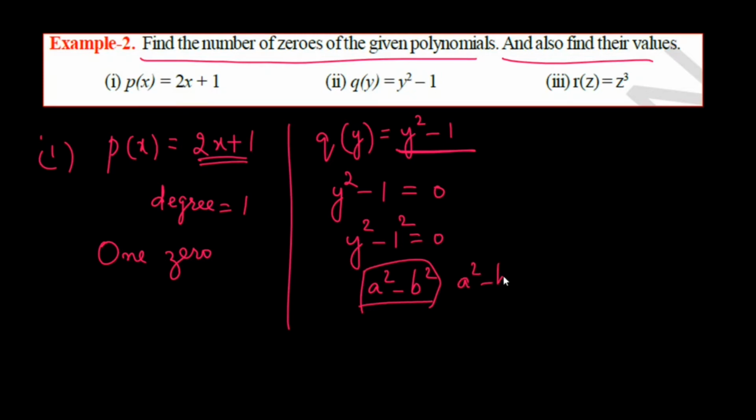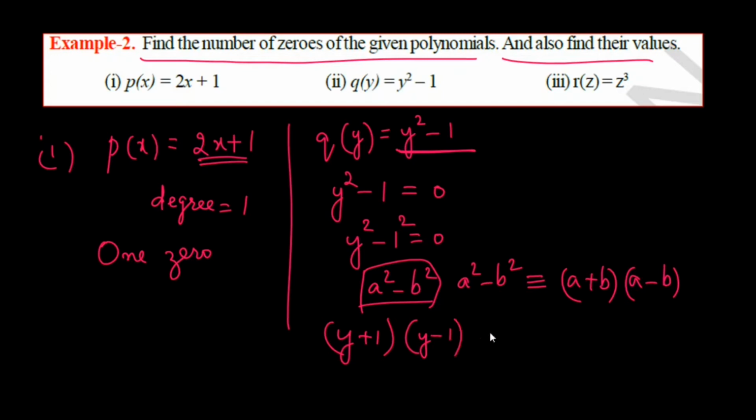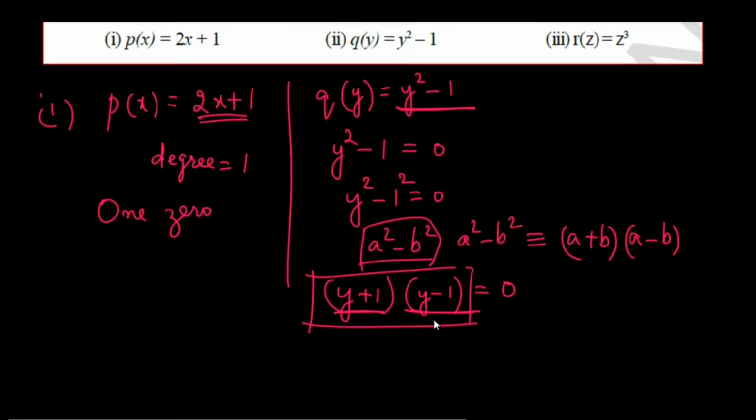A square minus b square is identically equal to a plus b into a minus b. So this y square minus 1 square can be written as y plus 1 into y minus 1 is equal to 0. So here we have two linear polynomials. We have written this as a product of two linear polynomials. So this has two zeros.